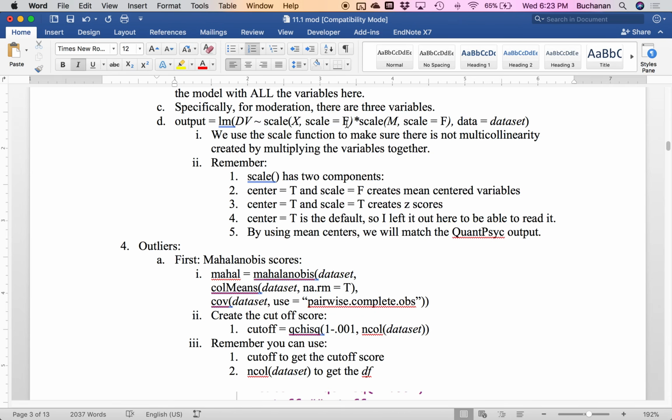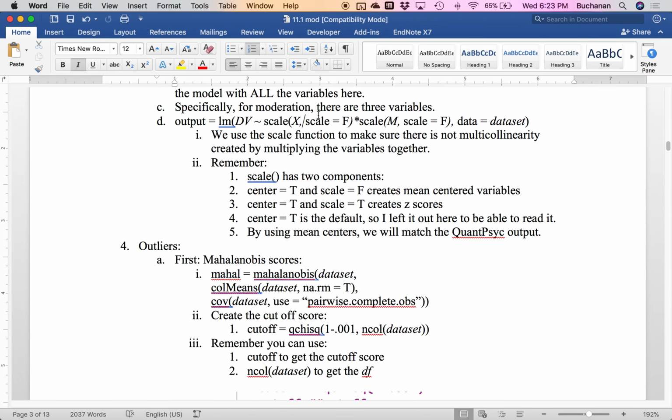And by using mean-centering, we're going to match QuantPsyc's output. So we're just trying to make everything line up with the way that this package is going to help us out. But if you're doing this manually by hand as well, I'm just going to recommend mean-centered variables. That leaves the coefficient b in the scale of the data. Makes life much easier to interpret.